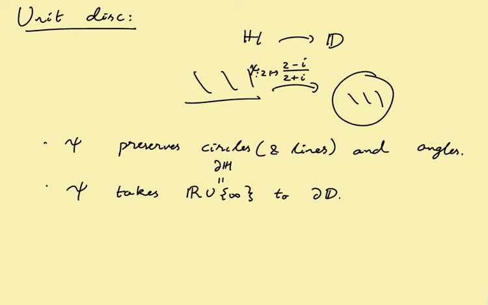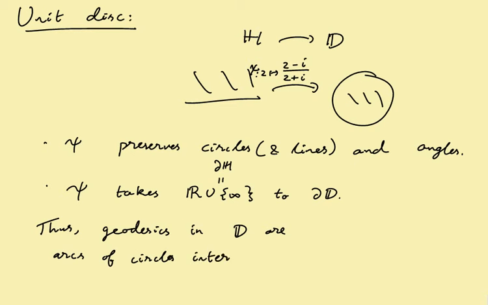So what do we conclude from these two facts? Thus, geodesics in D are arcs of circles intersecting the boundary of D orthogonally. Let me draw a couple of pictures of these.